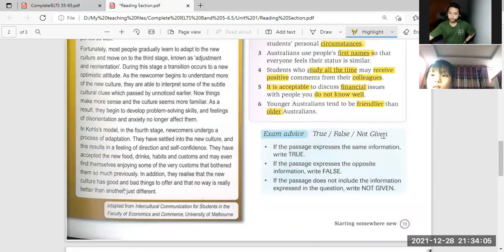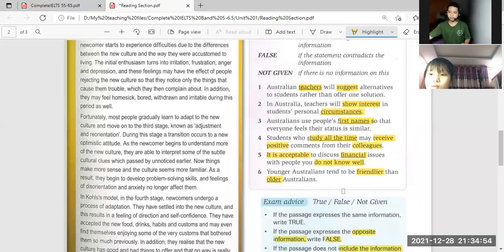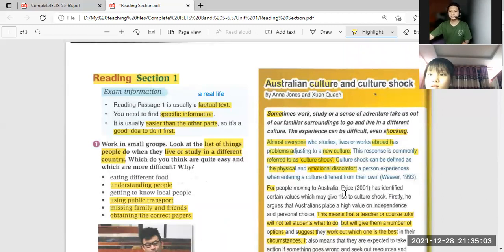Okay, exam advice, true, false, or not given. If the passage expresses the same information, write true. Can you say true? True. Remember, if the passage expresses the same information, write true. If the passage expresses the opposite, do you understand the meaning of opposite? Yes. Okay, if the passage expresses the opposite information, write false. If the passage does not include the information expressed in the question, write not given. Do you understand this, Tui? Yes. Do you have any questions for me that you don't understand well? No. Do you understand everything? Yes. Are you sure? Yes.